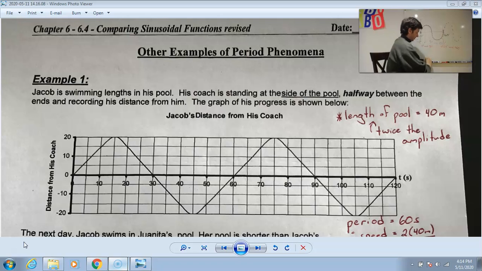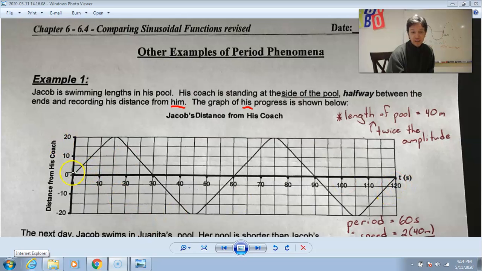Now the next page looks at another example. It says, example number 1, Jacob is swimming lengths in his pool. His coach is standing at the side of the pool, halfway between the ends, and recording his distance from him. Him meaning the coach. The graph of his progress is shown below. His meaning Jacob. So our y value is distance from the coach, and our x value is time.